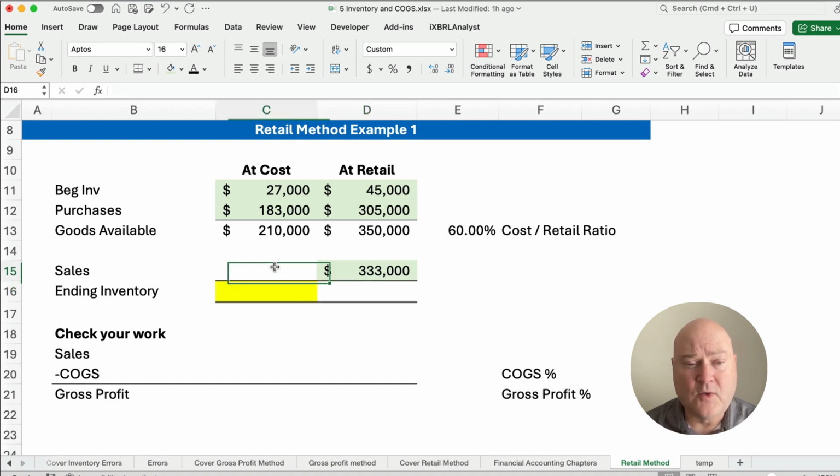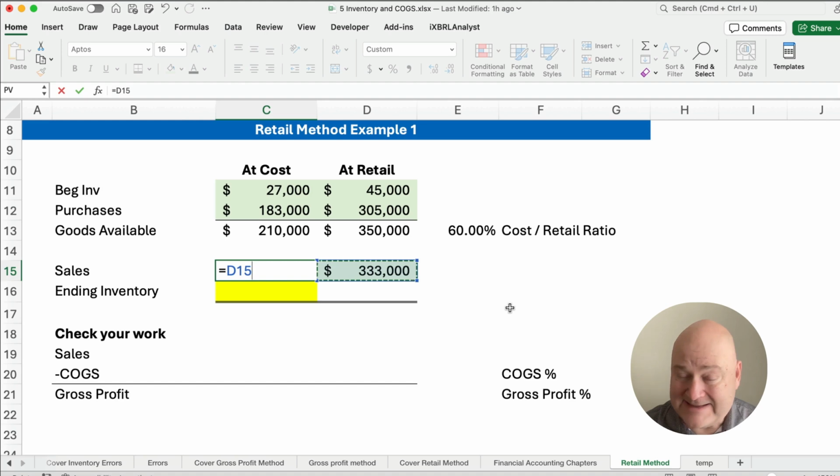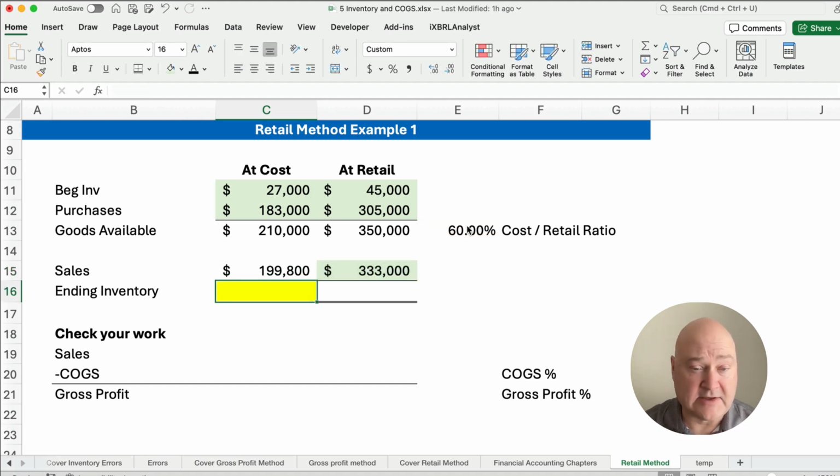Now, what would our sales be at retail? Well, it's $333,000. But what's our sales at cost? Well, our sales at cost would be 60% of that. So we could take the $333 times 60%. Okay, so our sales cost us $199,800.